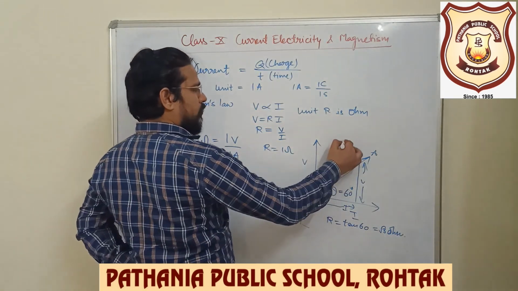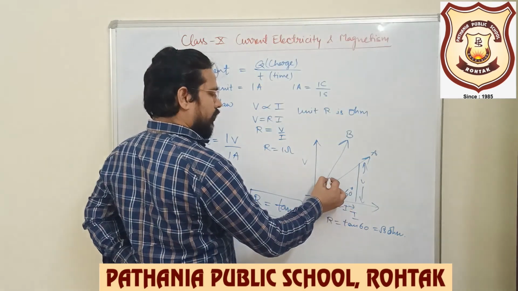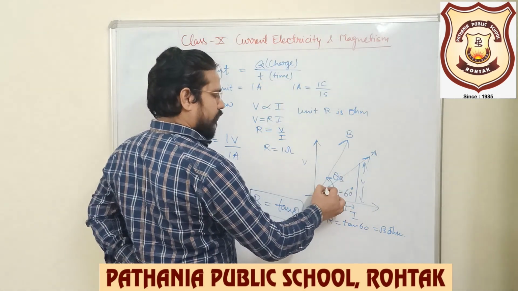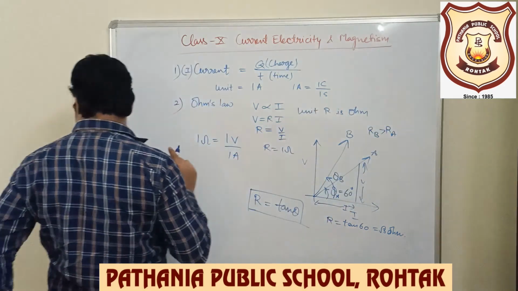And if we are having a graph of two conductors A and B such that angle of A is smaller than angle of B, then we can say resistance of B is greater than resistance of A.